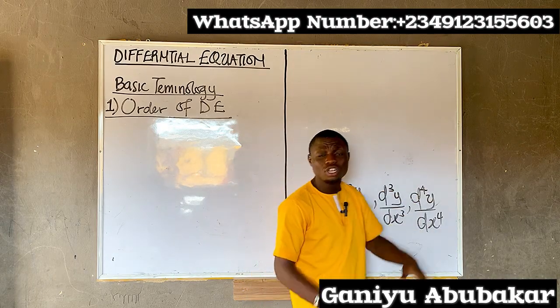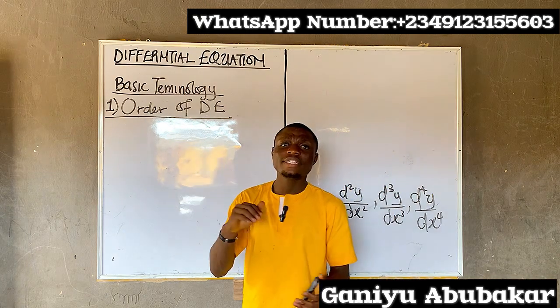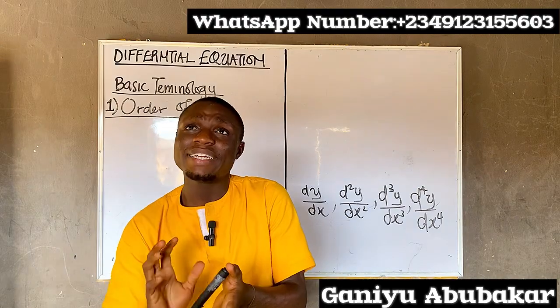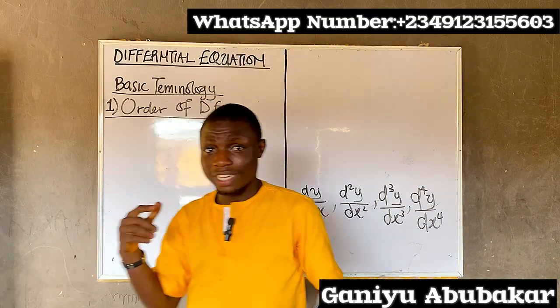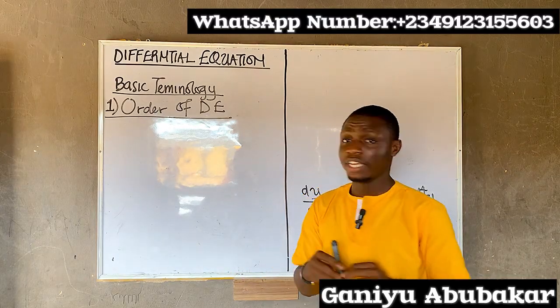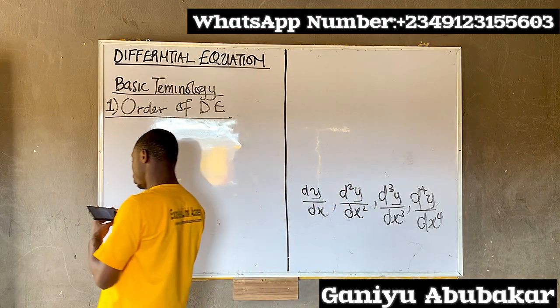That's the concept. So what I'm saying is that the order of a differential equation is simply the order of the differential coefficient that has the highest power in a given expression. That's the concept. So let's take an example to explain the order of a DE very well.